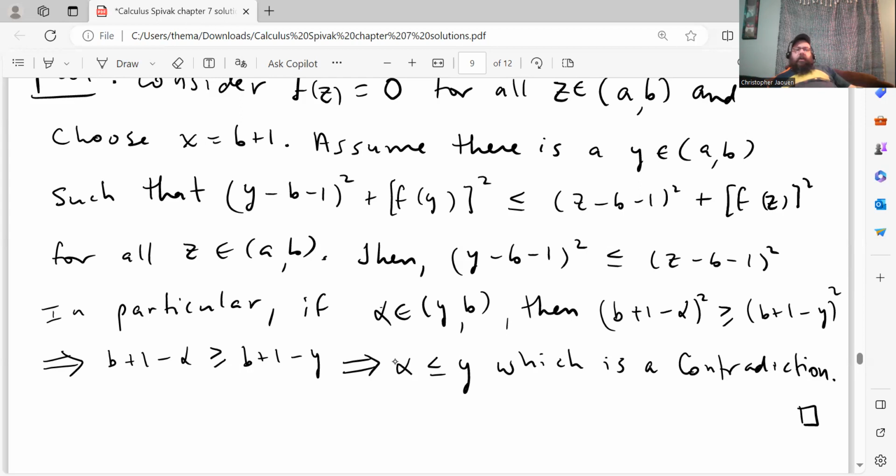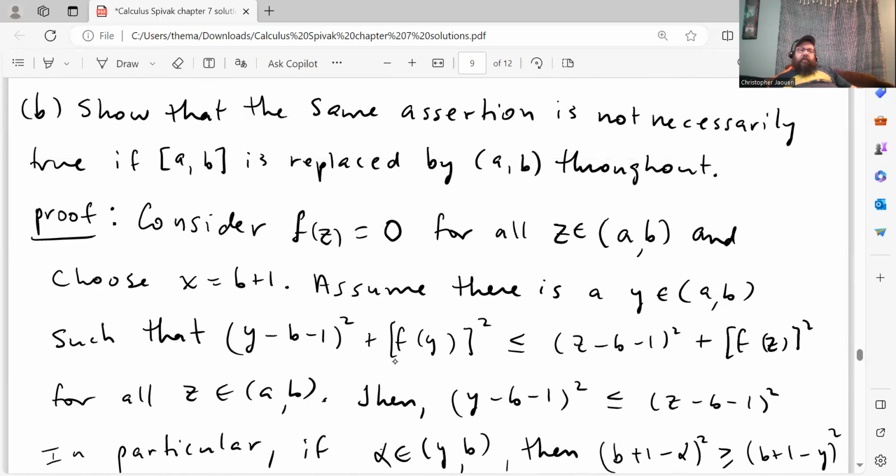That implies that alpha is, so here if you subtract b plus 1 from both sides and then multiply through by a minus 1, that says that alpha is less than or equal to y, which is a contradiction because we assumed that alpha was in the open interval from y to b. All right, so that proves part B.